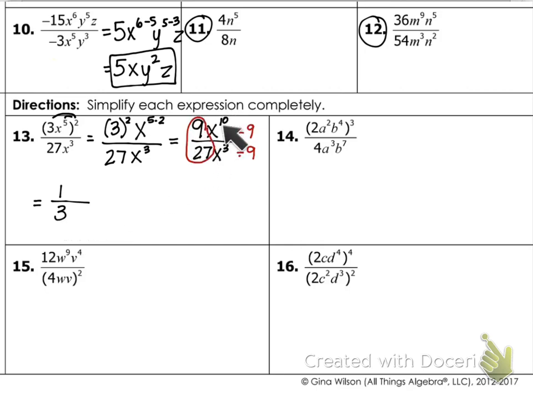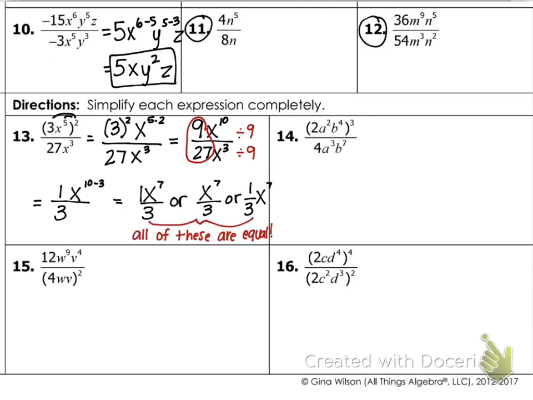Now we're going to look at the letters. We're going to look at the x's. So it's going to be x to the 10 minus 3. So that's 1 x to the 7th over 3, or x to the 7th over 3. Remember that 1 is not necessary. We don't need it. Or we can make it 1/3 x to the 7th. All 3 of these are equal. So I really want you guys to look at this and notice these are all the same thing. If I wrote any one of these, you should be able to write it like the other 2.